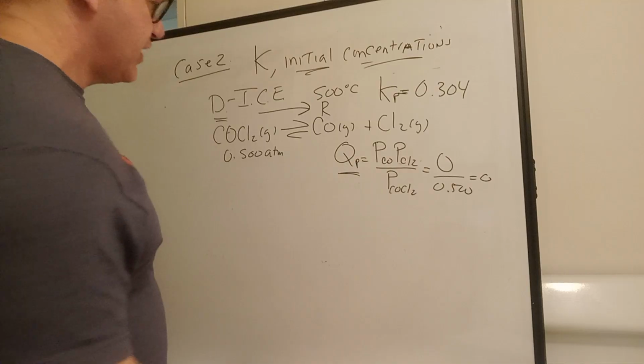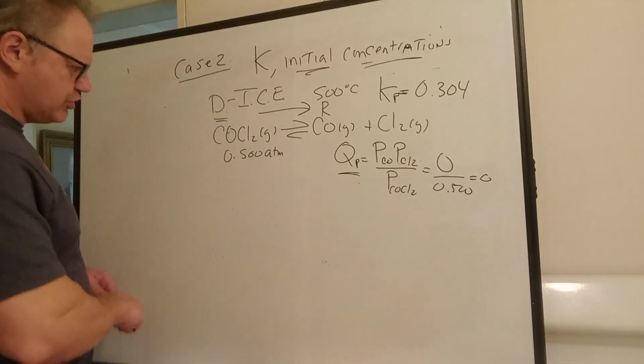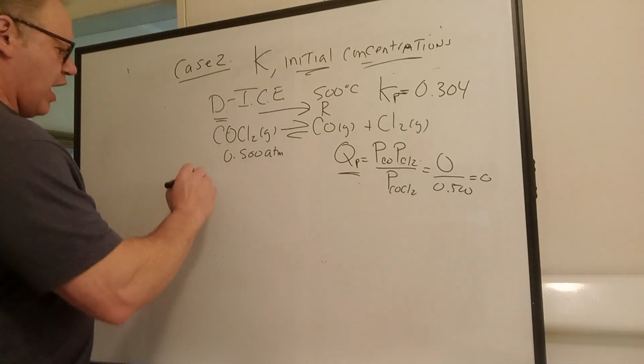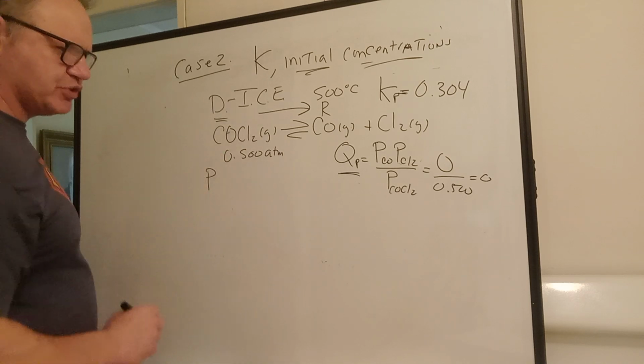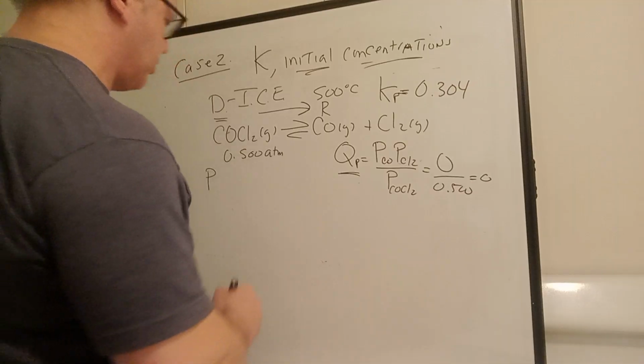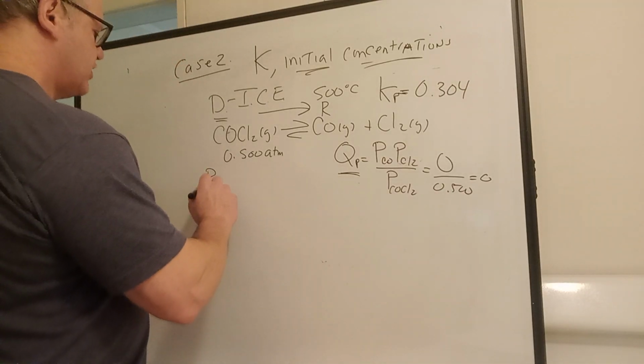This allows us to set up the algebra. Now, you can do different methods here. They call this the ICE table, so we put the concentration labels on top. You can do something like that, so we could put pressure of Cl2.